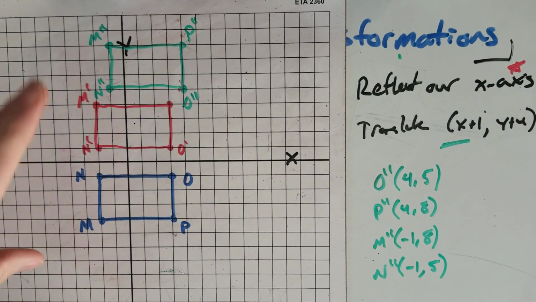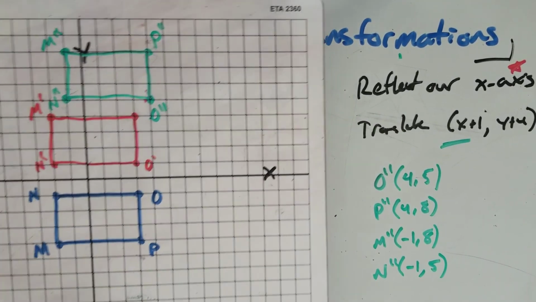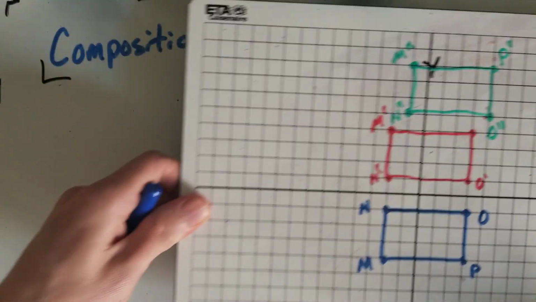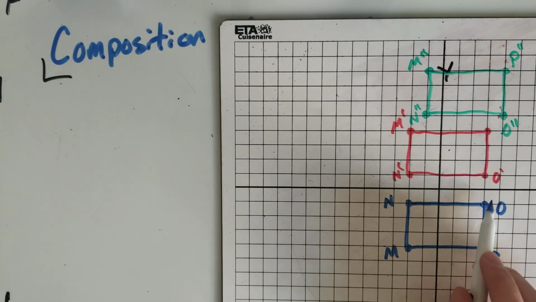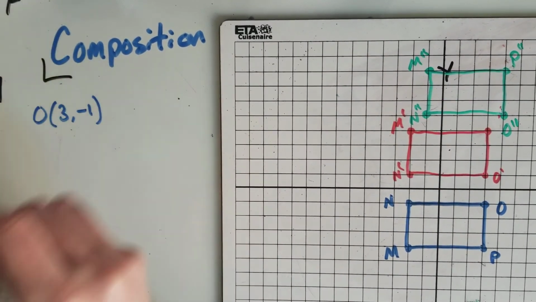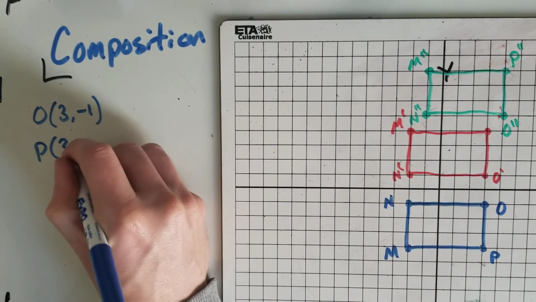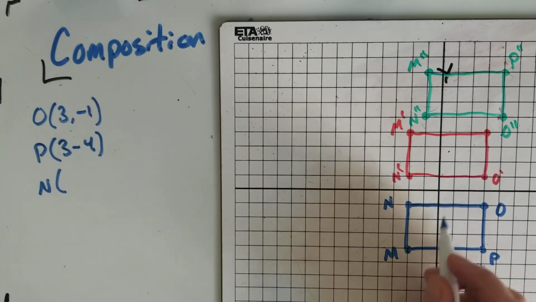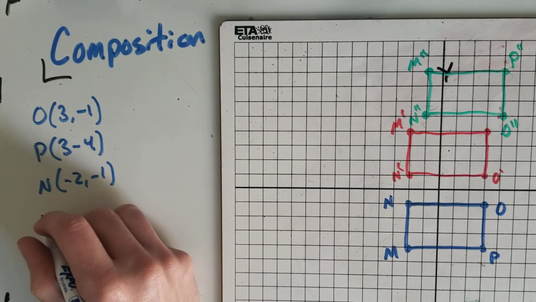There is another way you can do this without being on the coordinate plane. You could just list your coordinates, and I'll show you for this one. Our original coordinates, if we look at the blue here, start with O, which is (3, -1). P is (3, -4). And N is (-2, -1). And M is (-2, -4).